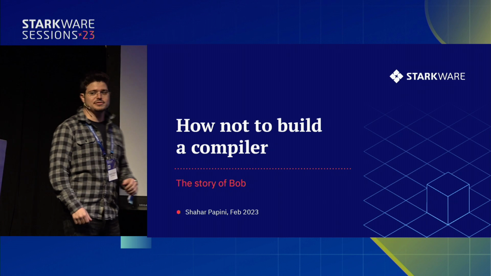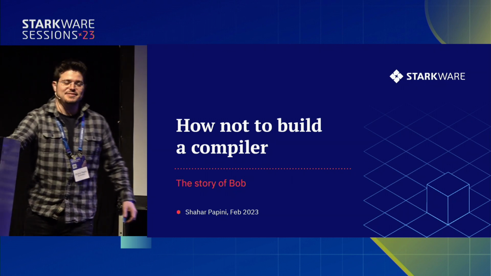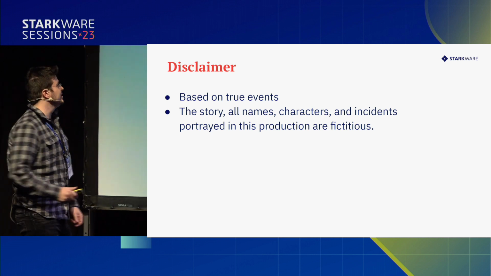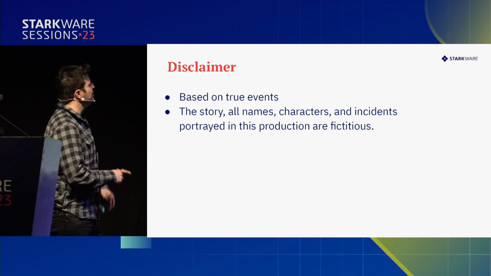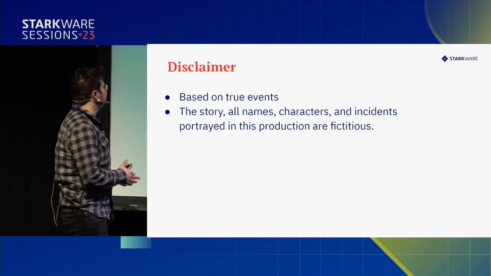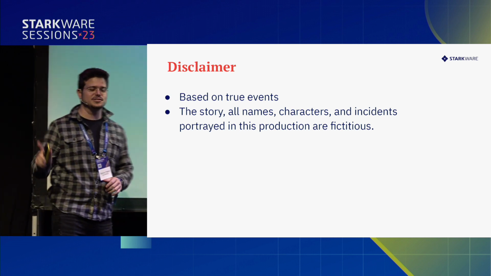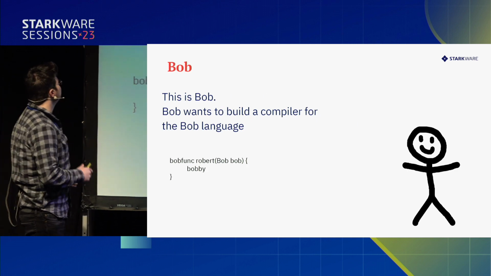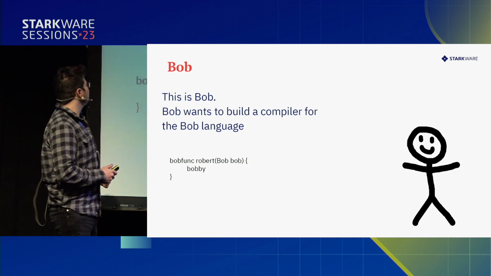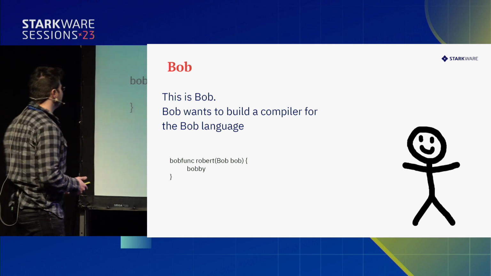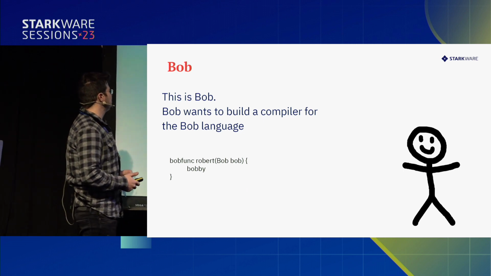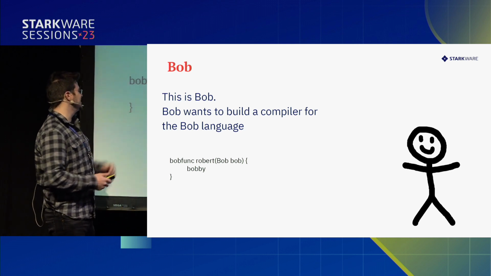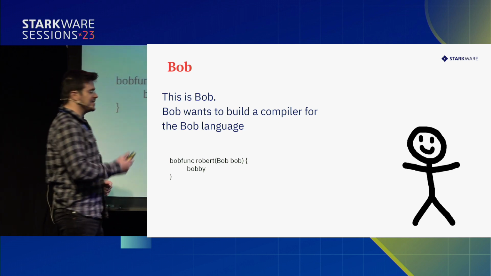The story of Bob. That's a slide. The story is based on true events, but all the names, the characters, the incidents, everything is fictitious, so don't worry about shaming anyone. This is Bob. Bob wants to build a compiler for the Bob language. This is an example for the Bob language. It has a Bob func called Robert. It gets a Bob object, etc.